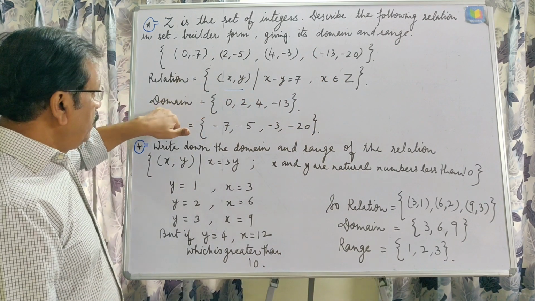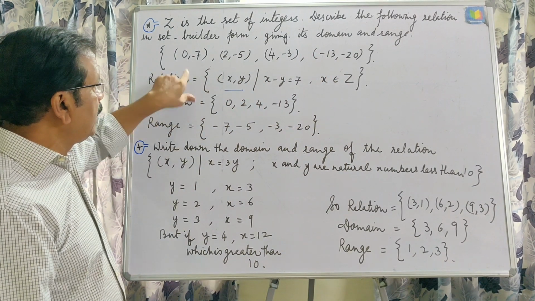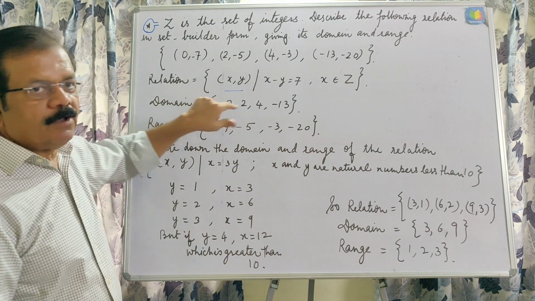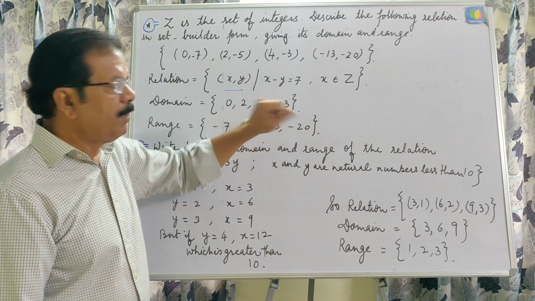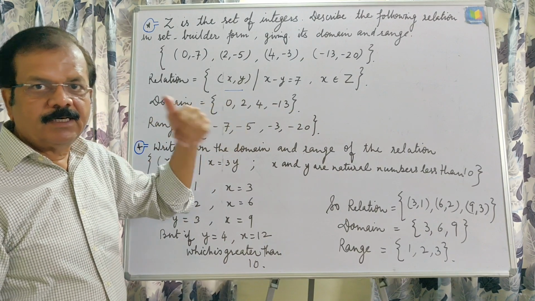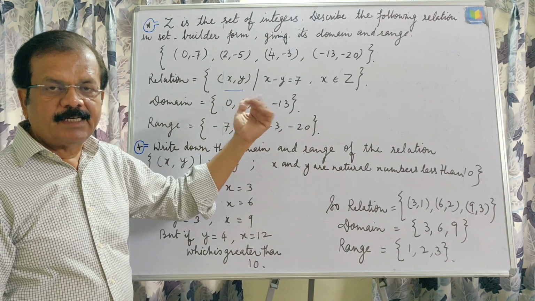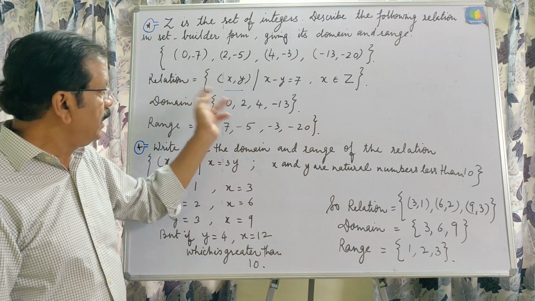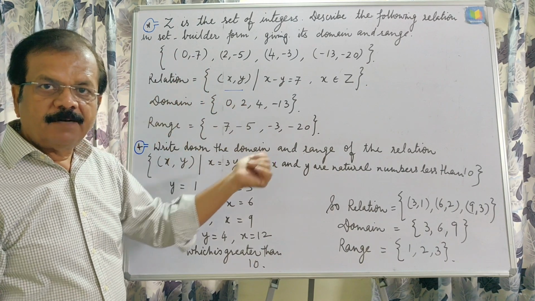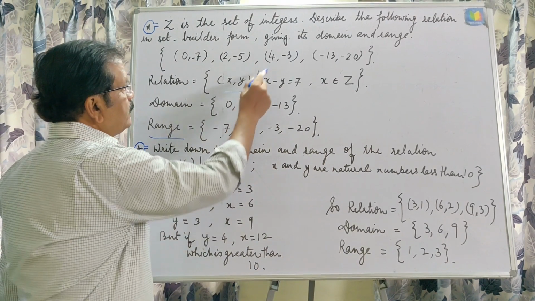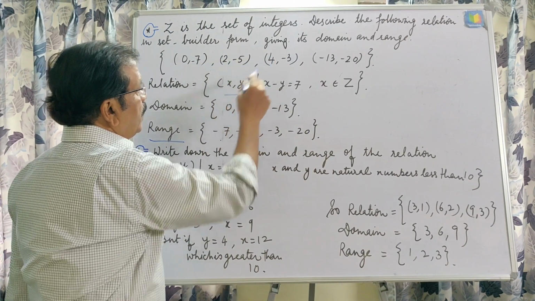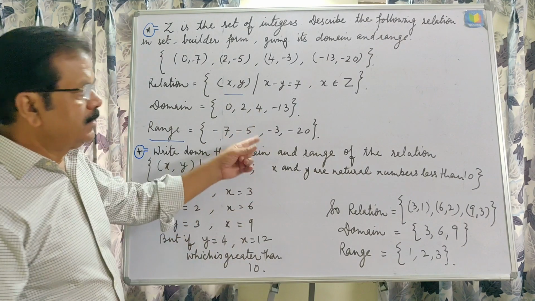Next, with the help of this, we can write the domain, that is the set of first elements, that is 0, 2, 4 and -13. Range will be the set of second elements, that is the image of these elements under that particular relation. And so here the range will be -7, -5, -3 and -20.